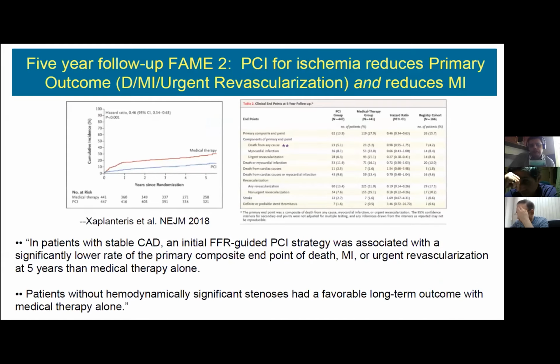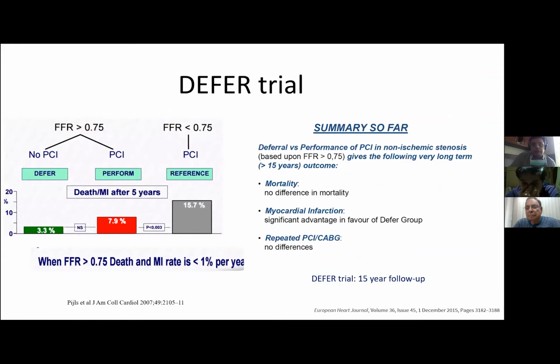Now, just to put things in perspective, let me quote two papers, among the most recent and widely quoted. The 5-year follow-up of the FAME 2 trial tells us that PCI for ischemia reduces the composite endpoint of death, myocardial infarction, and urgent revascularization, as well as reduces MI. So that was the 5-year follow-up of the FAME 2 trial.